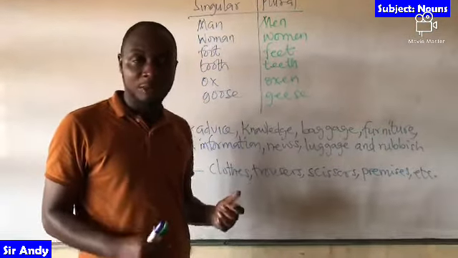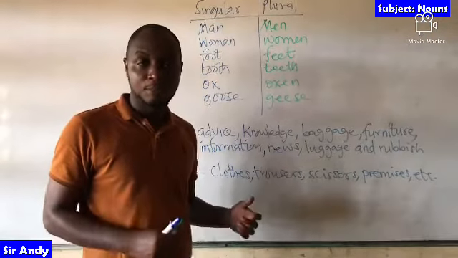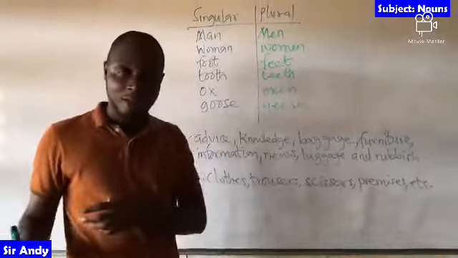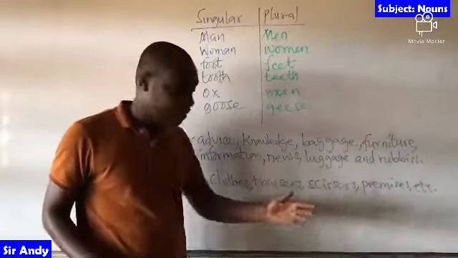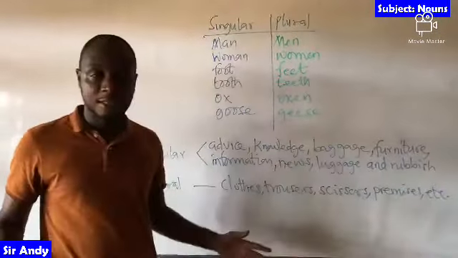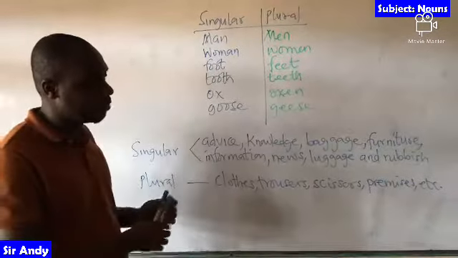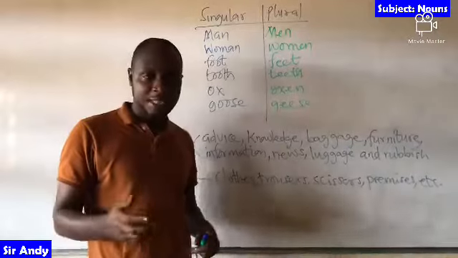I have black trousers, not black trouser, just to make it look singular. Black trousers. Scissors as it is, premises as it is. So these are some of the nouns and number we've studied.